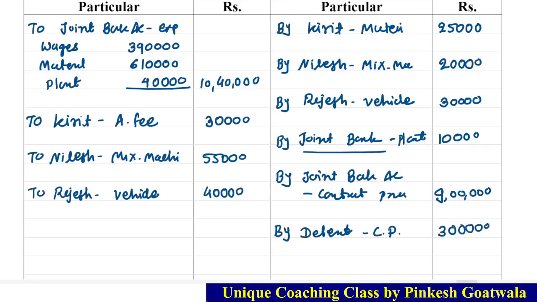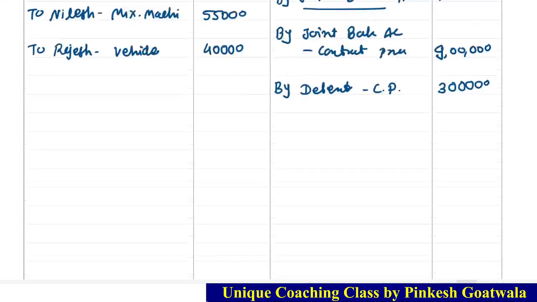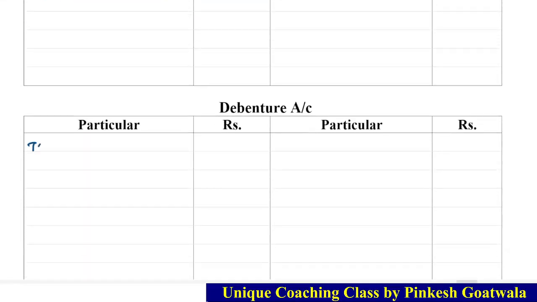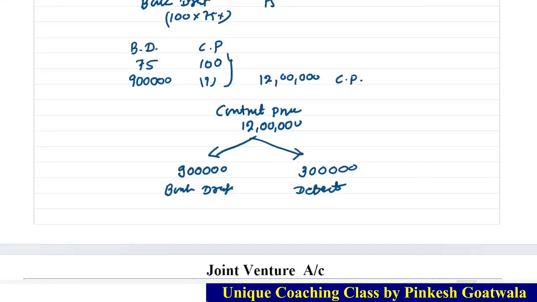Now let's give both effects to their accounts. Joint bank to joint bank, debenture to debenture. To joint venture contract price 9 lakh, and we have to prepare debenture account like the previous sum. To joint venture contract price 3 lakh. So here the important part is how much the amount of debenture was. That's the important point here. Otherwise almost the same as the previous sum.